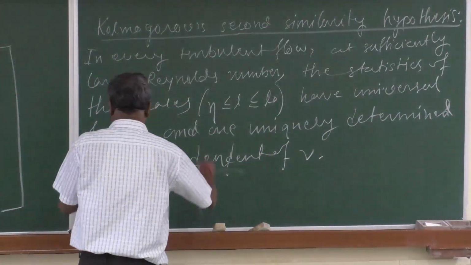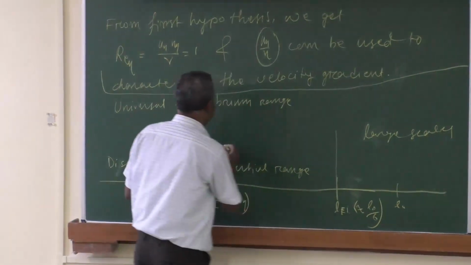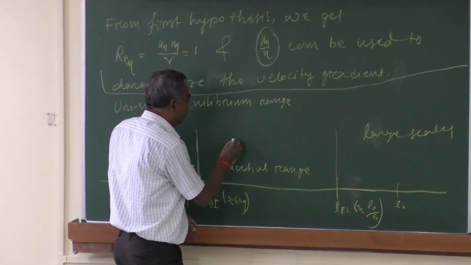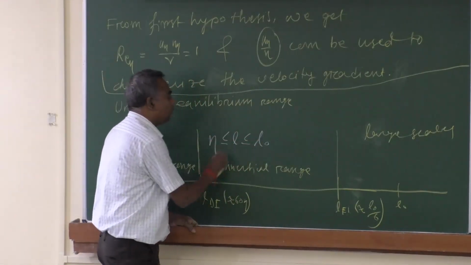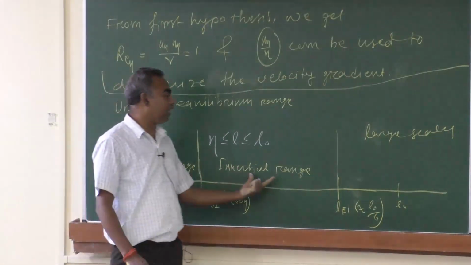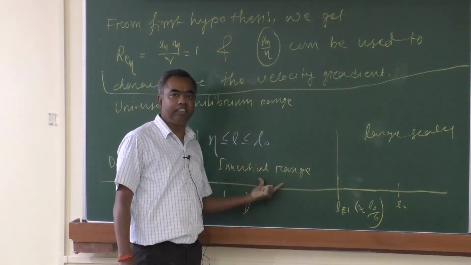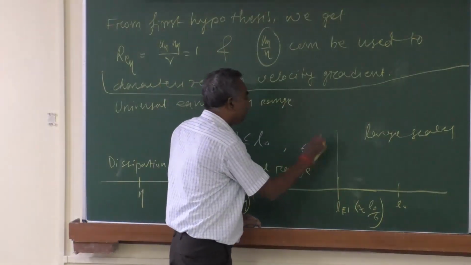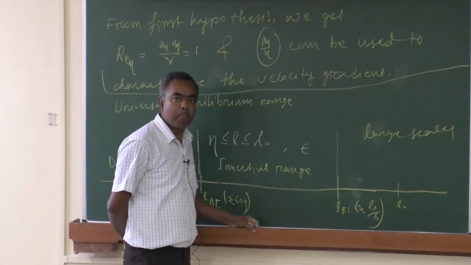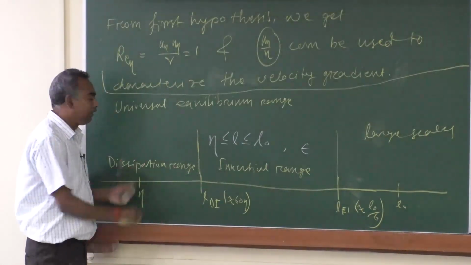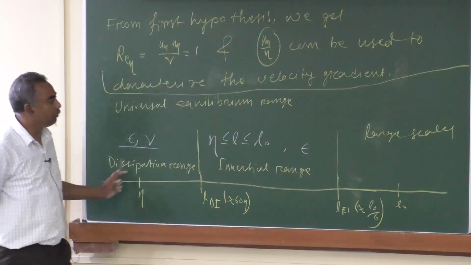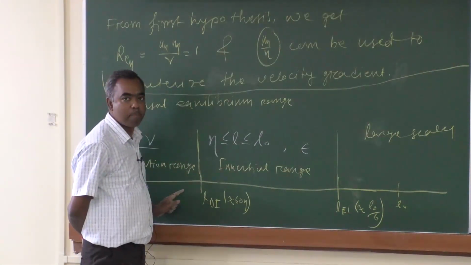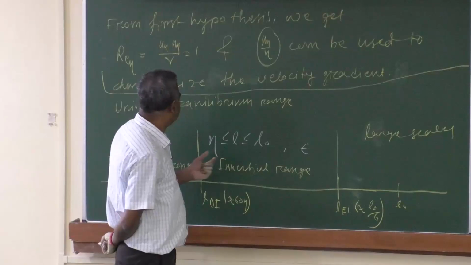So, essentially this is the range he is talking about, this particular range. If you see this particular range, in this particular range your L is much less than your L naught, and much greater than your eta. In this particular range then the statistics are determined by epsilon, not by nu. Okay. Whereas, in this particular range statistics are determined by epsilon and nu both. Okay. So, that is what is his argument. Okay. And this comes in the second similarity hypothesis.